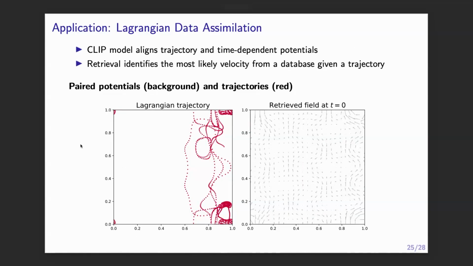And then we can solve problems like the one given here, where we take a trajectory and retrieve the most likely velocity profile that might have led to this particular trajectory for the buoy over time. I'm just showing here a snapshot. Of course, the ocean has a time-dependent field associated with it.